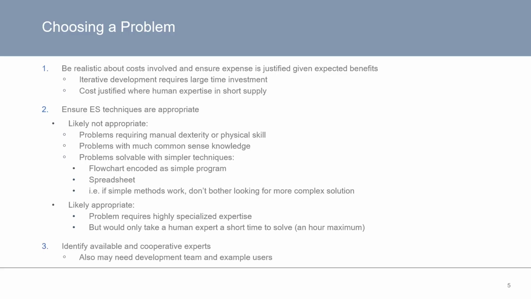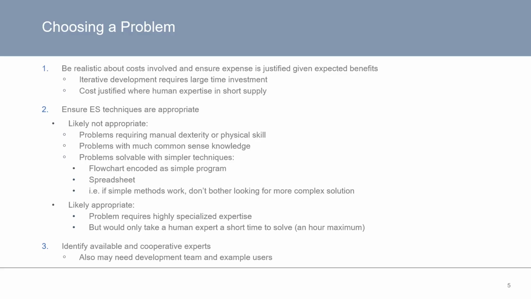And lastly, in deciding whether your problem is well suited to developing an expert system, you might want to make sure that there are available and cooperative experts to help you build your system. Further, you might need to assemble a development team, as well as example users to try out your expert system and see if it's user-friendly. Obviously, these guidelines are more targeted towards larger scale and more sophisticated expert systems that might be used at the academic and industrial levels.